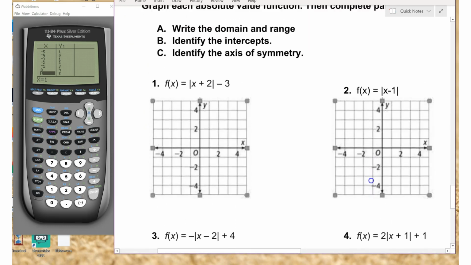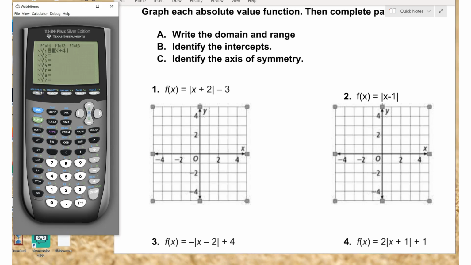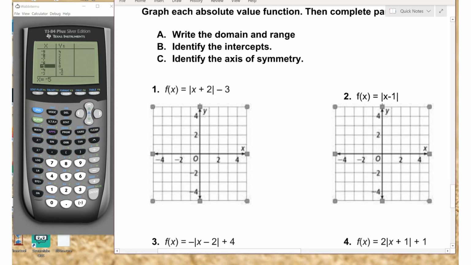So for this assignment, we have to graph each absolute value, write the domain and range, identify the intercepts, and identify the axis of symmetry. What you do need is a calculator. So go to y equals, and then you have the absolute value of x plus 2 minus 3. Let's go to a table. Most students ask me, where do you start? Basically, you start where you're able to graph. In this case, we have negative 5, 0. I'll make a table.